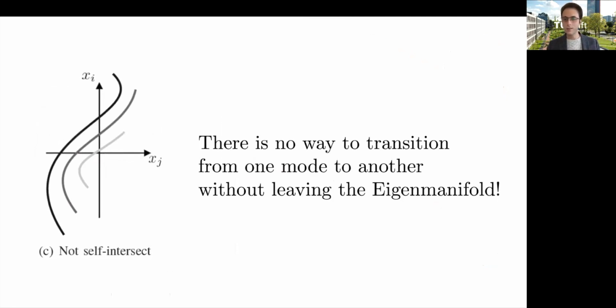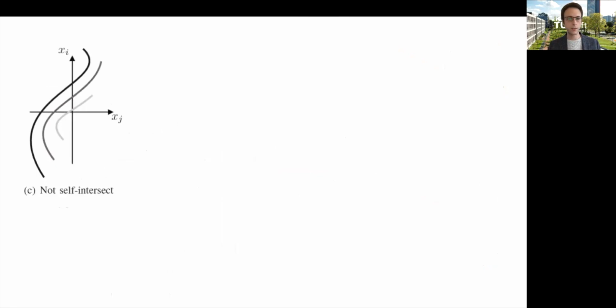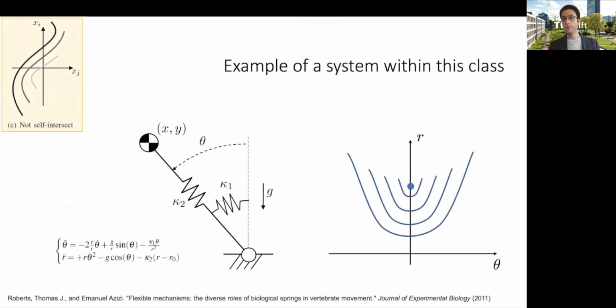The answer is quite simply that there is no way to transition from one mode to another without leaving the eigenmanifold in this case. And to show that unfortunately this is not an uncommon case, this is an example of a mechanical system that has this behavior.